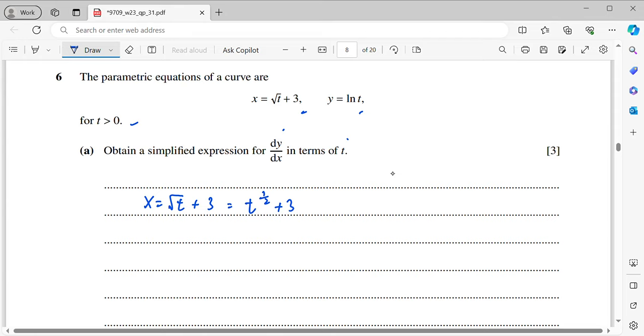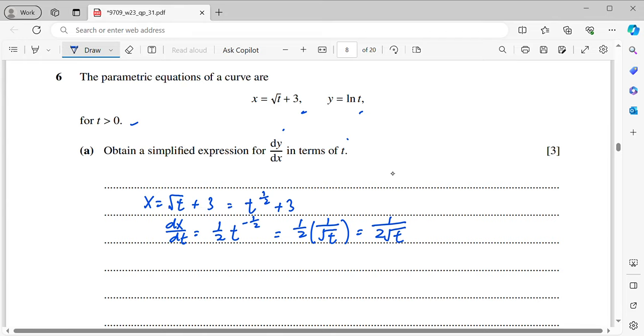Okay, then from here my dx/dt, you need to bring down the half, it will be half t, and the power always minus 1 because we are differentiating. So half minus 1 is negative half. Then you can rewrite this, because the t with negative power, I will write 1 over 2 times 1 over square root t, which is 1 over 2 square root t. That is our dx/dt.